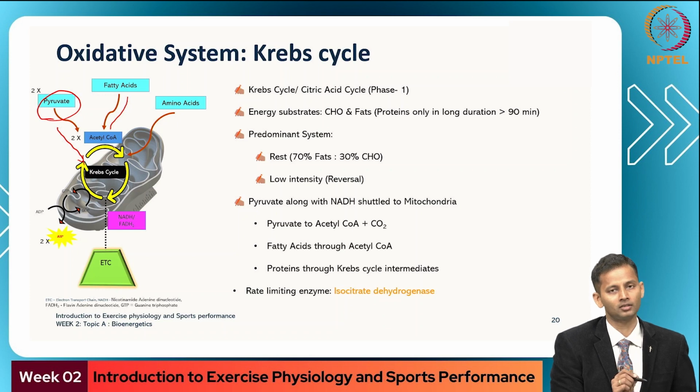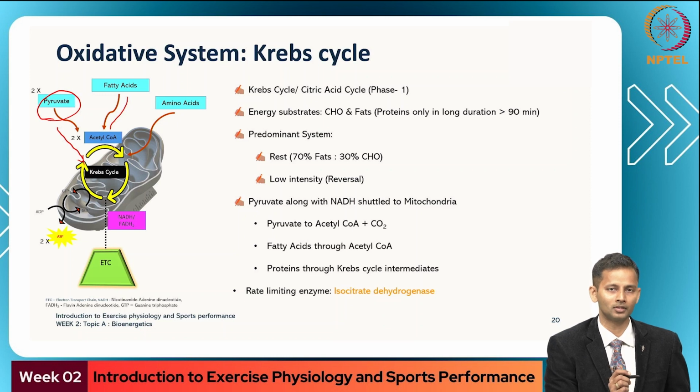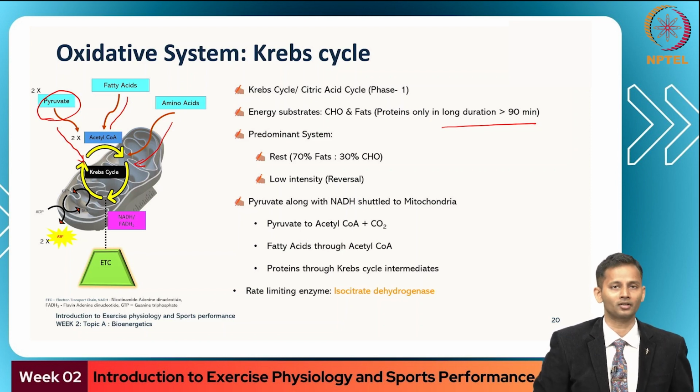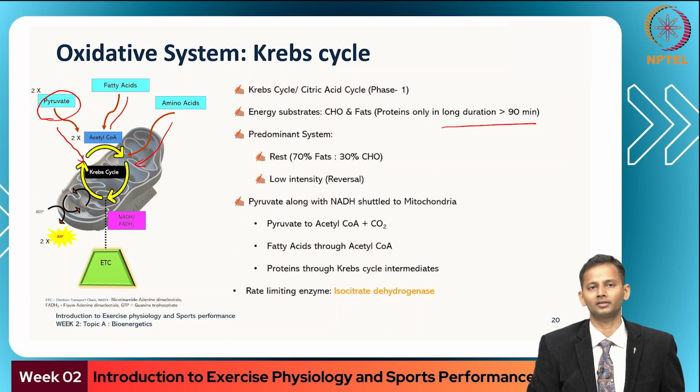Similarly, only when the exercise activity is more than 90 minutes, as I mentioned here, the proteins are involved. So the amino acids enter again as intermediary compounds of the Krebs cycle. Thus all three macronutrients can enter this Krebs cycle and contribute in ATP generation. Because of this, it is the major or predominant system for all kinds of low intensity activity, generally what we perform, or even at rest.